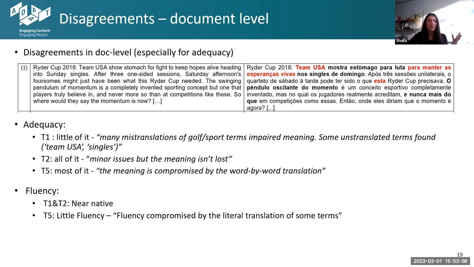So in this case, you see that T1, translator one, disagrees with translator two and translator five in adequacy, saying that the sports terms were not translated properly, while translator two and five think it's good enough. And the same thing for fluency. T1 and T2 agreed that it was more native, but T5 thought it was not so good in fluency.